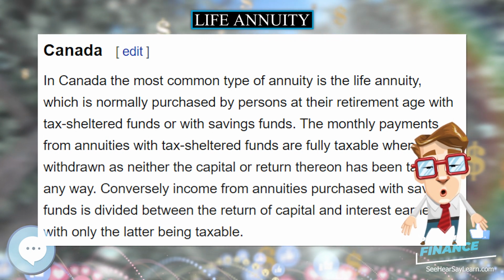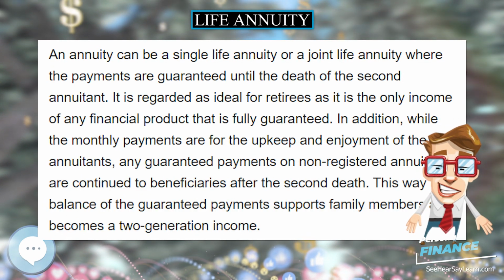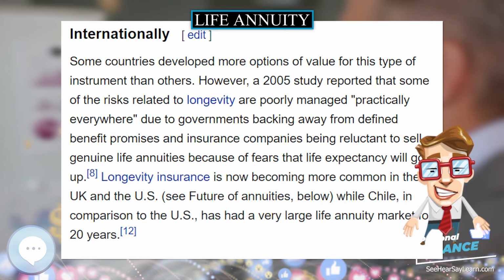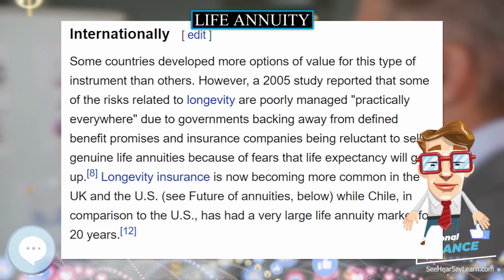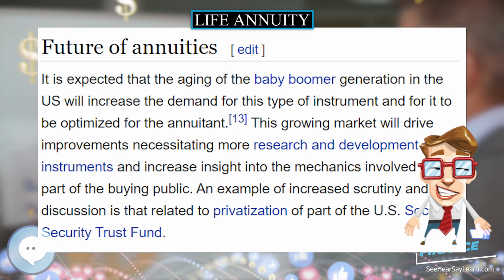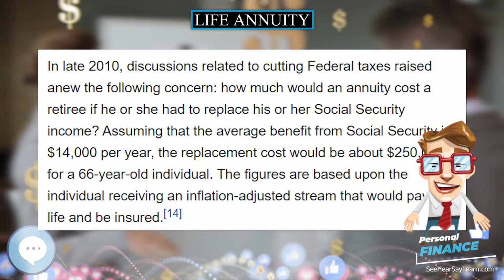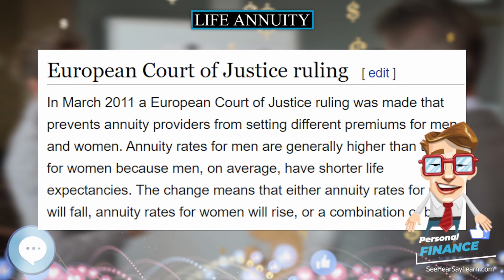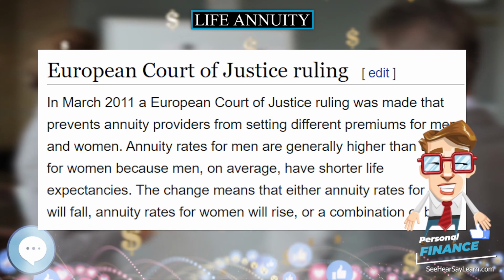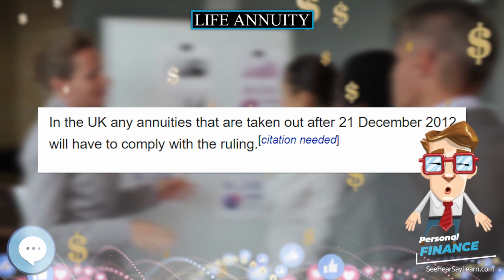Canada. In Canada the most common type of annuity is the life annuity, which is normally purchased by persons at their retirement age with tax-sheltered funds or with savings funds. The monthly payments from annuities with tax-sheltered funds are fully taxable when withdrawn, as neither the capital nor the return thereon has been taxed in any way. Conversely, income from annuities purchased with savings funds is divided between the return of capital and interest earned, with only the latter being taxable.